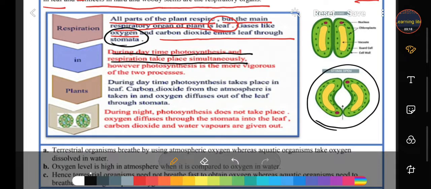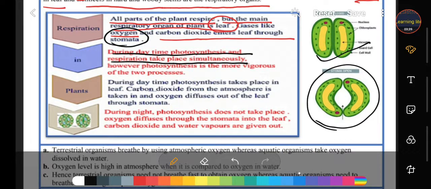This is the open stomata and this is your closed stomata. Students, you observe a pink dot, that is the nucleus. The green colored cells are chloroplasts and there is a yellow part that is called the vacuole, and surrounding the stomata there are guard cells, which protect the stomata from any type of injury.